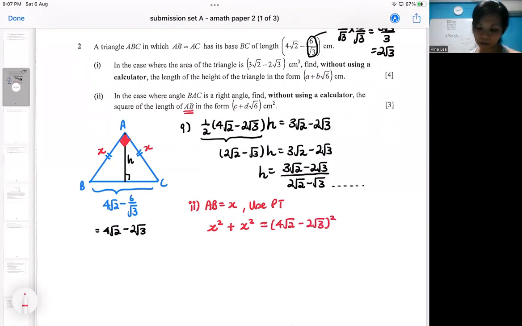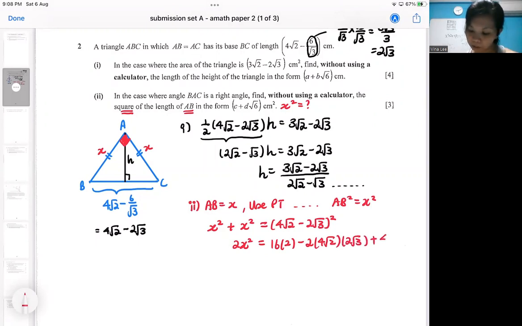I'm using the rationalized version, so I get 2x squared. We are looking for the square of AB. So that means I'm looking for x squared. I let x be AB, so eventually I would like to find out what x squared is. It's actually quite easy. You expand it carefully. The expansion uses your second expansion formula, so you expand it carefully.